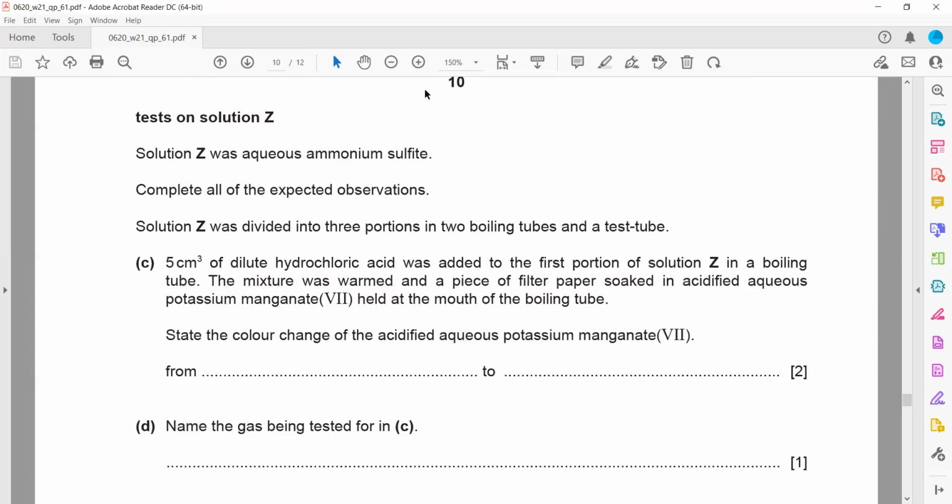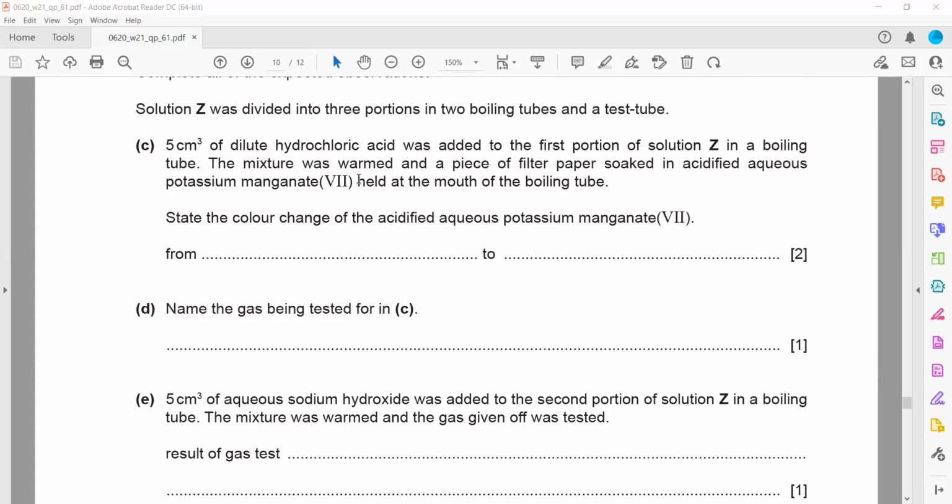Tests on solution Z. Solution Z is ammonium sulfite, so it contains the ammonium ion and the sulfite ion. Sulfite ion is SO3; sulfate is SO4. Solution Z was divided into 3 portions. Into a boiling tube, 5 cm³ of hydrochloric acid was added and the mixture warmed. Whenever a sulfite ion is there and hydrochloric acid is added, the gas released is sulfur dioxide.